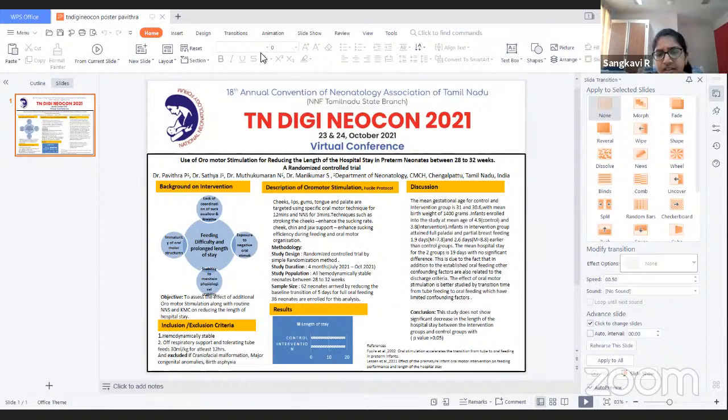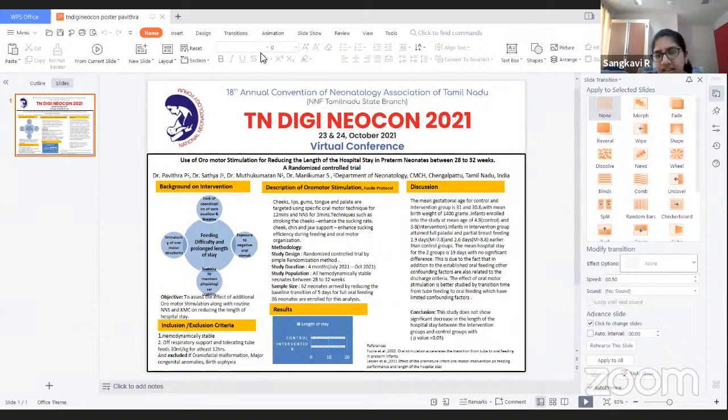The infants were enrolled at a mean age of 4.9 days in the control group and 3.8 days in the intervention group. Infants in the intervention group attained full palliative feeds 1.9 days earlier than the control group, and partial breastfeeding 2.6 days earlier. But the mean hospital stay between the two groups had no significant difference. Both had 19 days.